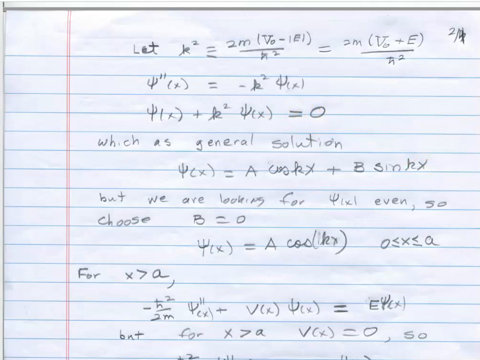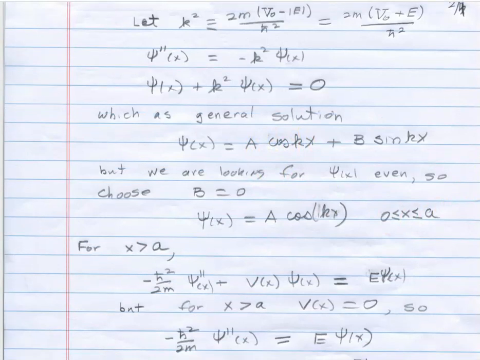However, now we invoke the fact that we're looking only for even solutions. And cosine is an even function, but sine is an odd function, and so that forces us to choose B equals 0 if we're only looking at even solutions. So for x between 0 and a, I get A cosine kx.